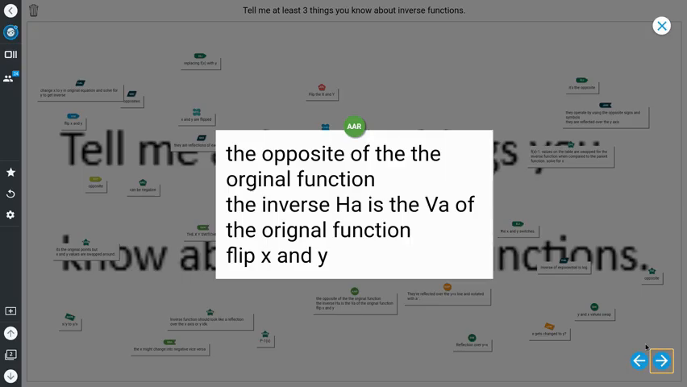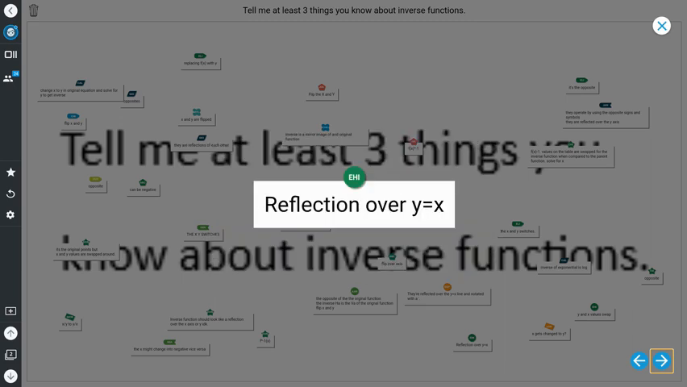What is HA? Horizontal asymptote. So the inverse horizontal asymptote is a vertical asymptote. That's a good one. I haven't heard that one. Very true. Okay, so if the function has horizontal asymptotes, then the inverse has vertical asymptotes and vice versa. Very good.